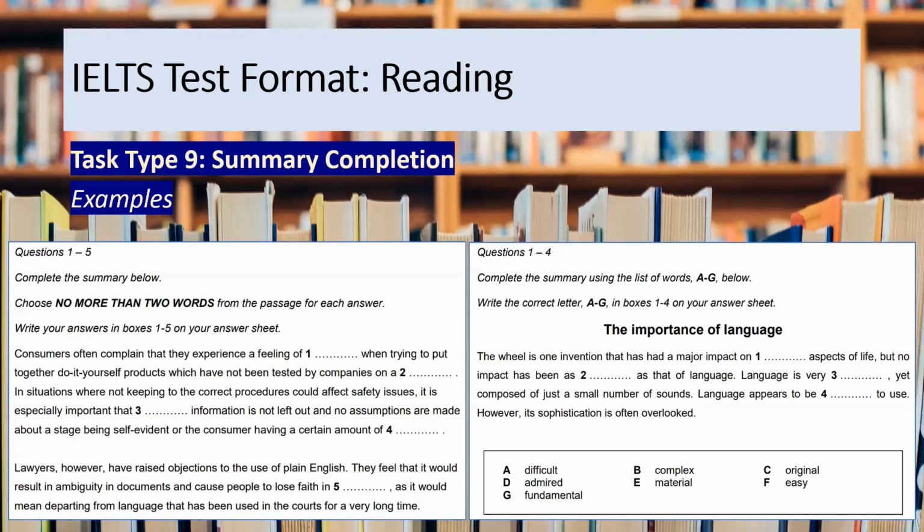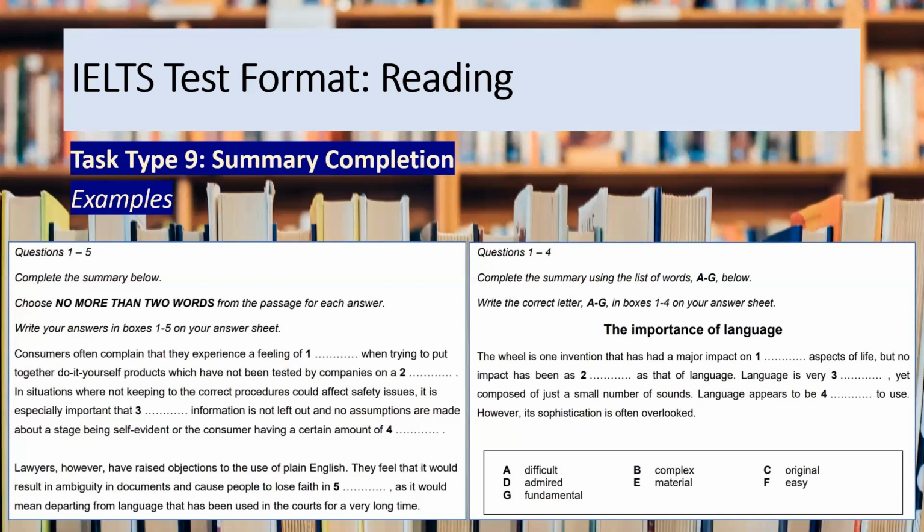Yes, because the word experience in this sentence is already a verb. And complain is also a verb. Consumers often complain that they experience... These two verbs are already there, so now the blank will most probably be filled with an adjective or a noun. The text will give us an idea what it can be.